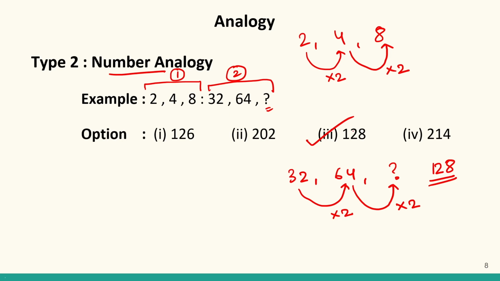So as you can see in number analogy, you will get certain terms in the first part and certain terms in the second part. And the second part will have a missing term. So based on the relationship that you find in the first half, that is the multiplication of 2, you have to use the same logic to find the missing element in the second part.